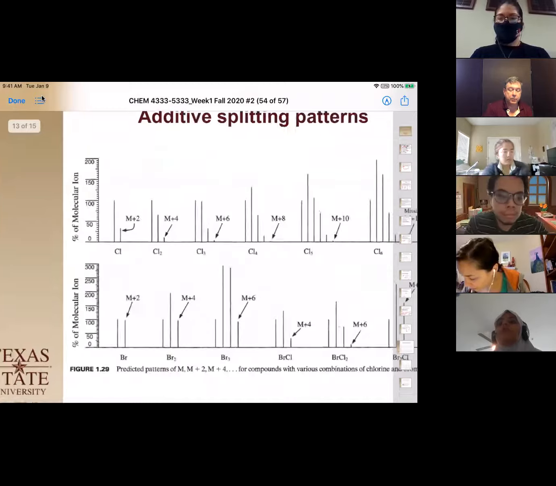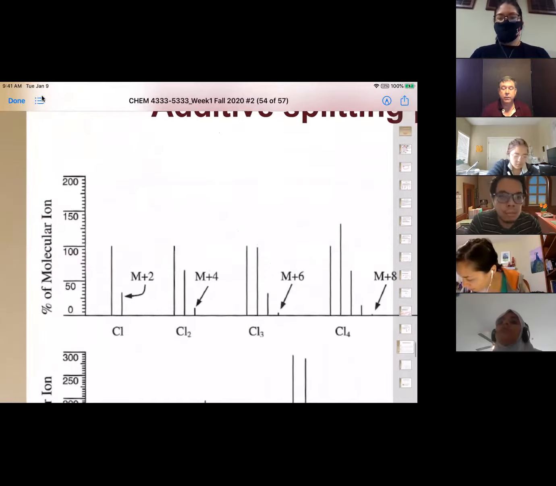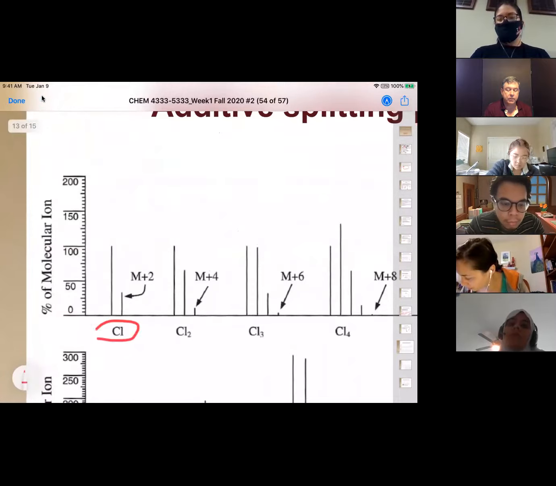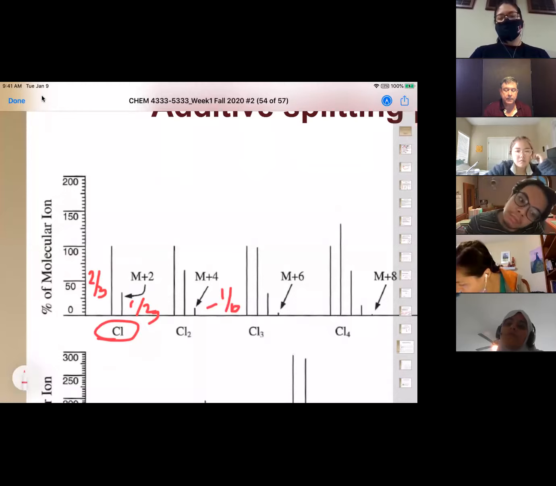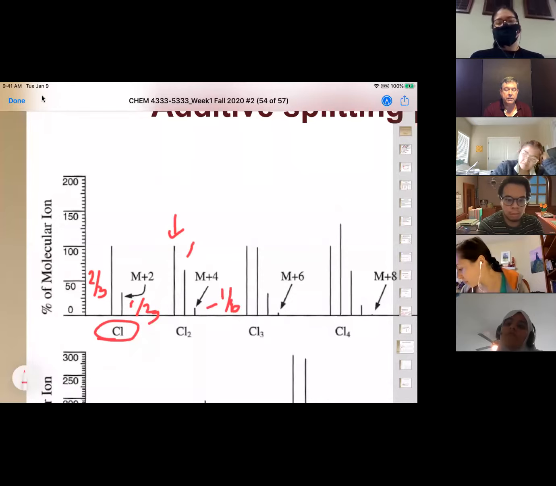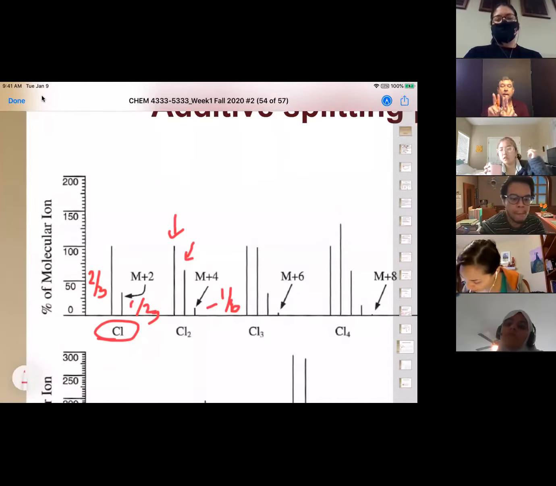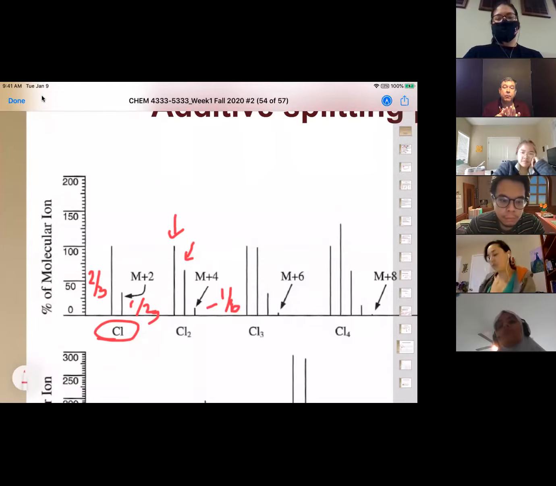So I'm going to blow up just the chlorine for just a minute here. So of course, for chlorine, we have our just single chlorine. It's going to be about 2/3, 1/3 at the M plus 2 peak. And so if we think about that, when we get to adding a second chlorine, we're actually going to have about a 1/6 size peak of the major ion peak here. And then this peak grows in because it's the second, it's going to be 3/6 or 1/2. So that second peak grows up a little bit because of that second chlorine.